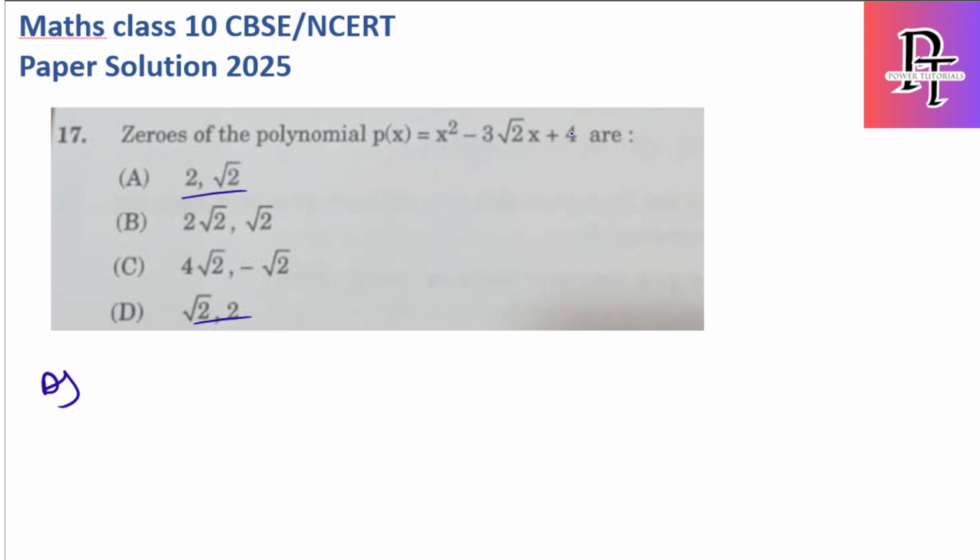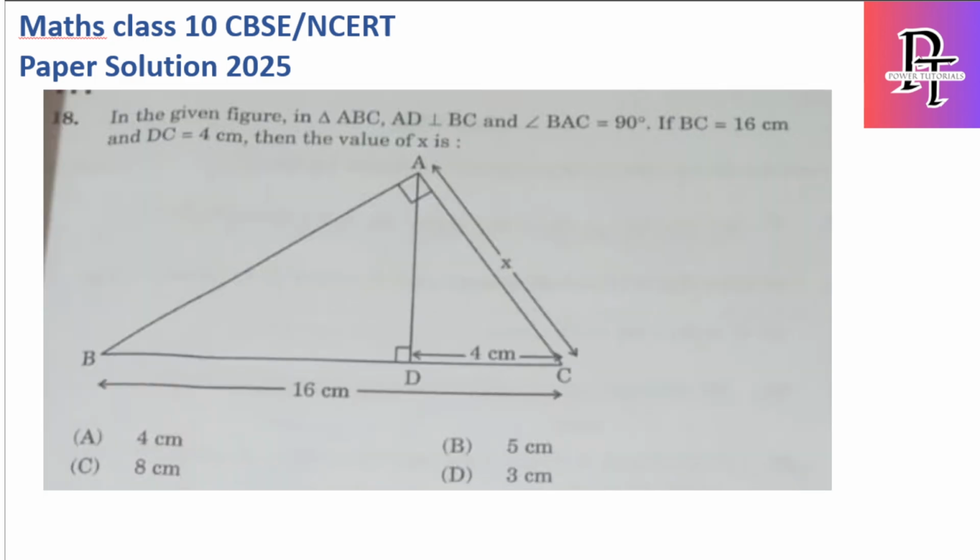Product of roots is c by a, which is 4. So definitely this is wrong, this is wrong. Only 2 options are remaining. If you multiply these two, 2 root 2 into 2 root 2 becomes 2 into 2, 4. So this should be the right answer, because if I multiply the other two I will get minus 8. So the product of roots, c by a, should be 4 by 1, which is 4. So the only option which has the product of roots as 4 is B. Okay, next let's move to the 18th.